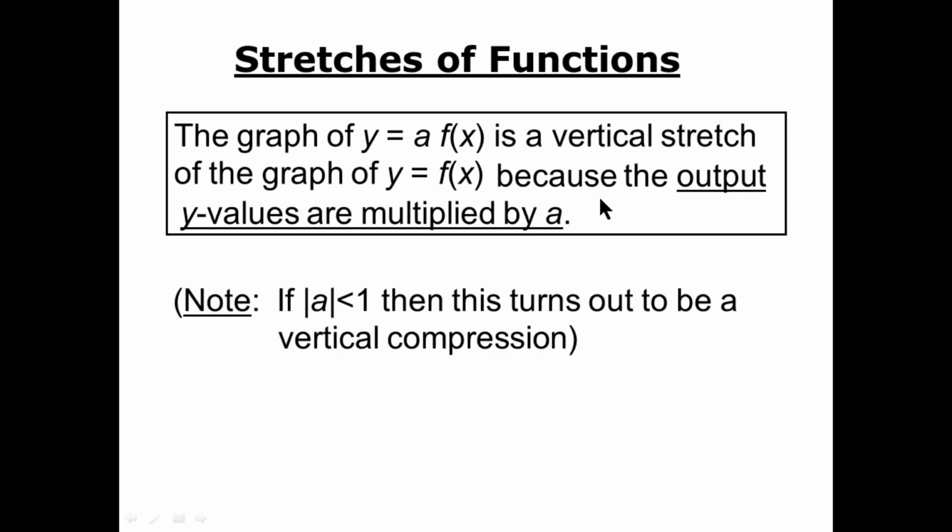Note, if the absolute value of a is less than 1, then this turns out to be a vertical compression, because when we multiply the output values by a number less than 1, like 0.5, the result is actually a vertical compression. But in general, this is a vertical stretch by a factor of a.